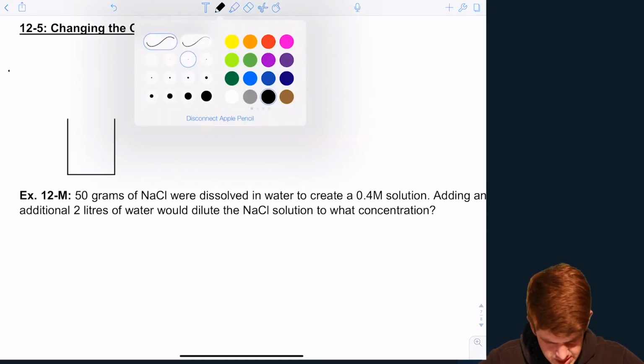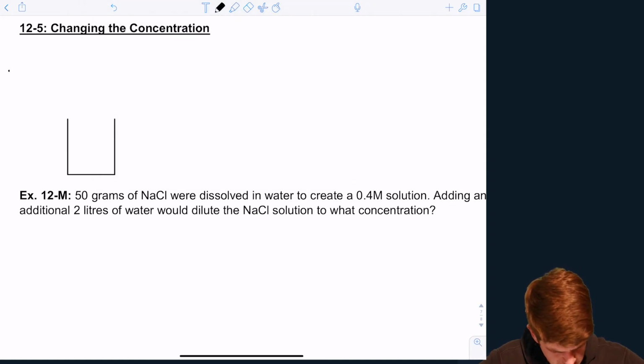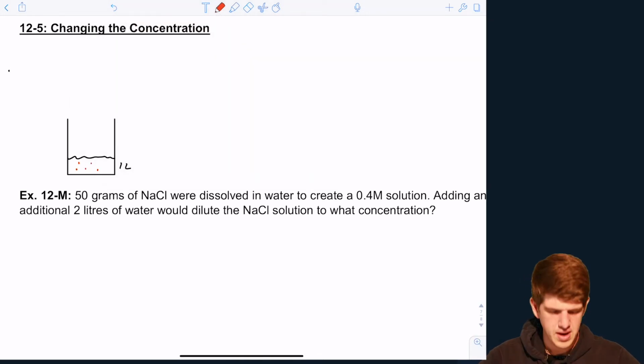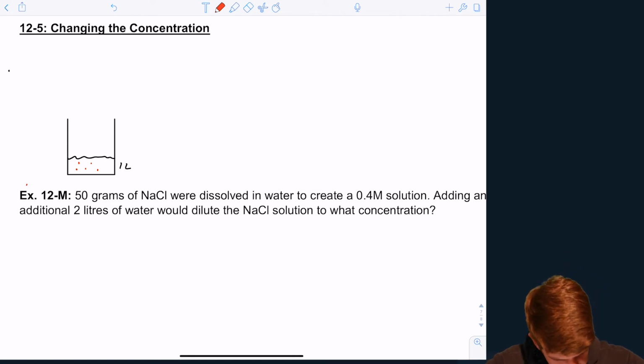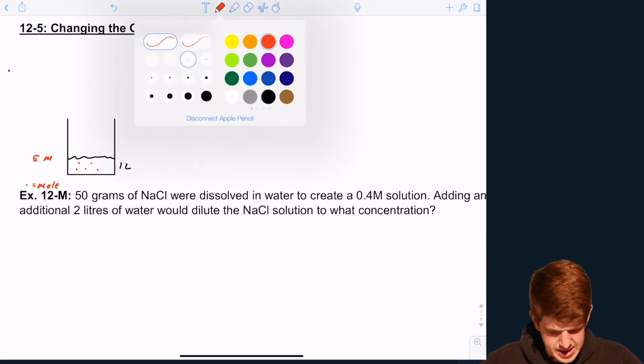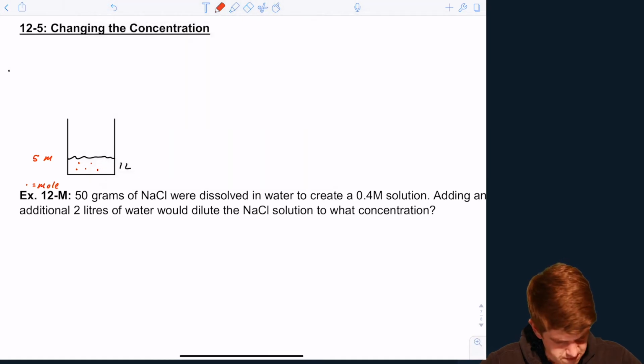So let's first talk about concentration this way. Let's say I have a solution. There's currently 1 liter of solution in there. And in that 1 liter, I've got these 5 red dots, and let's say each red dot represents a mole of some kind of substance. Right now this would be 5 moles per liter, and it has a concentration of 5. The molarity is 5. So how can I change it?